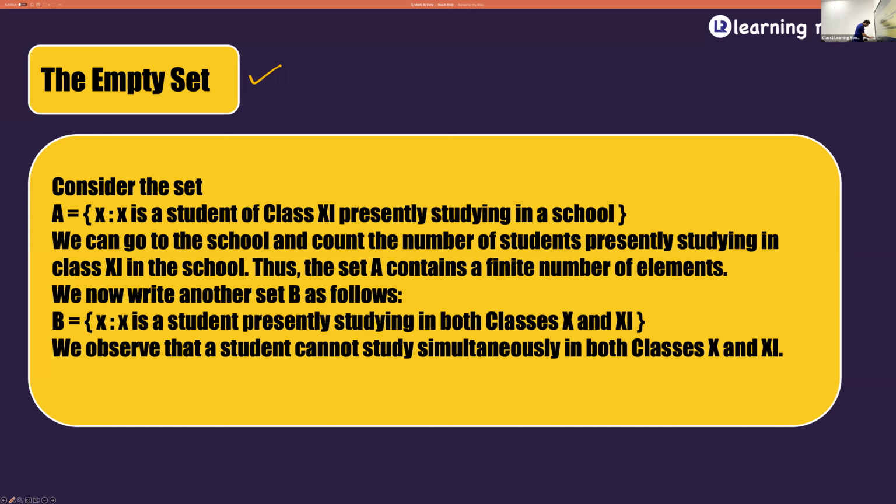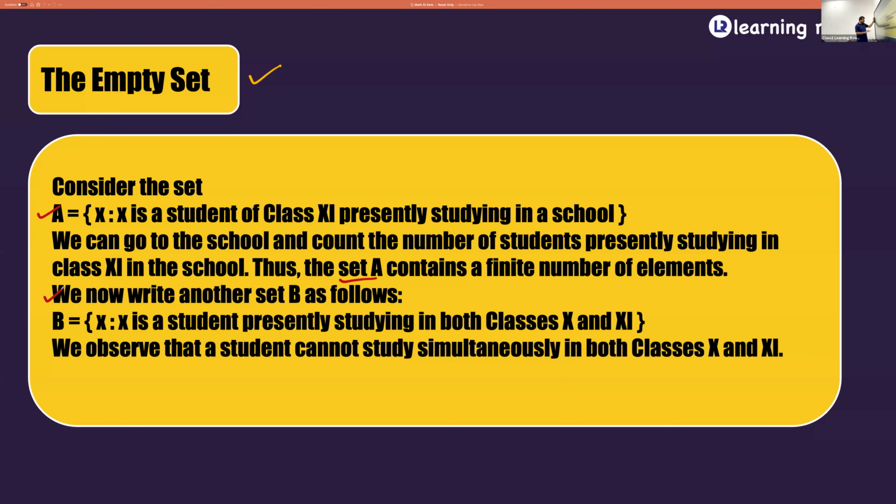See, for example, the number of elements in a set means that 0 is also an element. If you count it, it is taken as one object, right? So consider the set. Suppose they have given an example. A is equal to {x such that x is a student of class 11 presently studying in a school}. So we can go to the school and count the number of students presently studying in class 11 in that school. Thus, what will happen to the set A? Let's say that school has class 11, obviously. If you count the number of students, there will be a finite number of students, right?